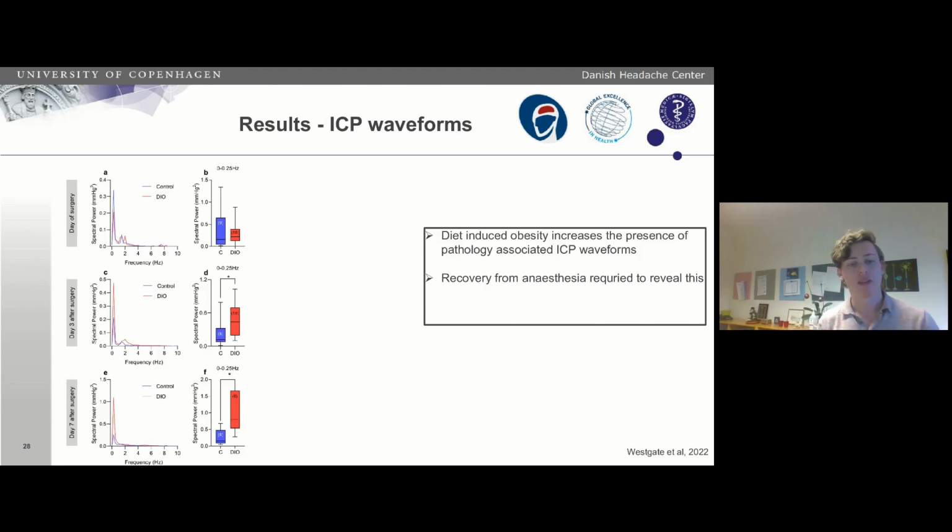We also looked at the ICP waveforms in these obese rodents. And what we see is an increase in ICP waveforms at the 0 to 0.25 hertz subsequent to the surgery. In humans, this is associated with pathological features, and we see this in the context of diet-induced obesity. And what's important to note here is that we only see this after the surgery. So on the day of surgery, where the rats are under the influence of anesthesia, we do not see this. So recovery from anesthesia is required to reveal this kind of information.